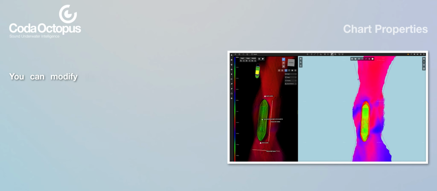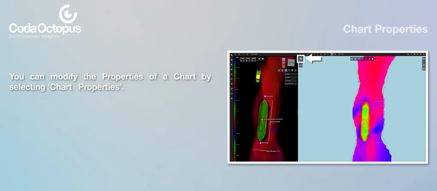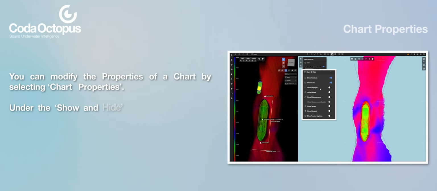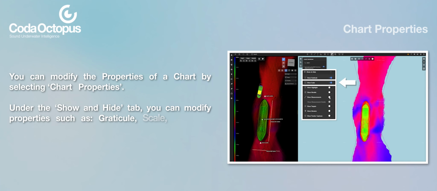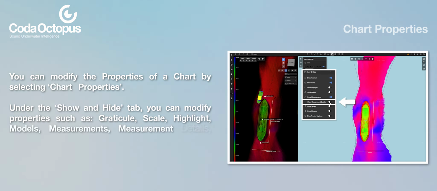You can modify the properties of a chart by selecting Chart Properties. Under the Show and Hide tab, you can modify properties such as graticule, scale, highlight, models, measurements, measurement details, targets, and mosaics.